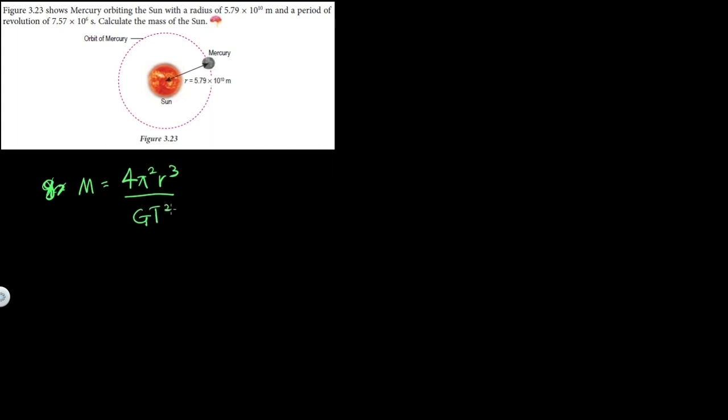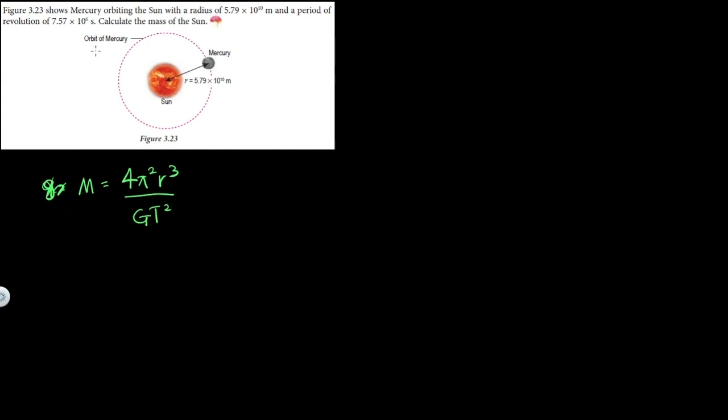G T square. Is it correct? 4 pi square r cube over G T square. Yes, so that is our formula. So how can we apply this formula?